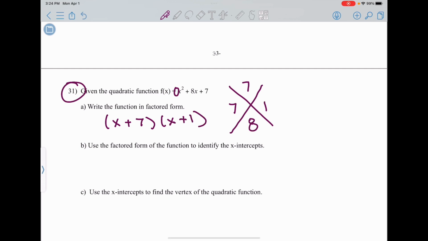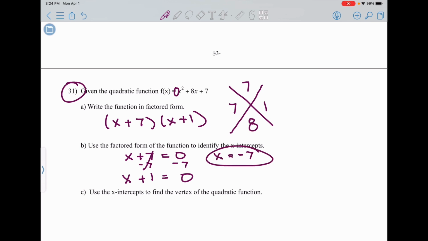In order to identify the x-intercepts, I am looking for where my polynomial is 0. So I'm going to set each of my binomials equal to 0 and solve each individually. I'm going to start by subtracting 7 to both sides. And this tells me that one of my x-intercepts is -7. And then I'm going to subtract 1 from either side. And this tells me that my other x-intercept is -1.